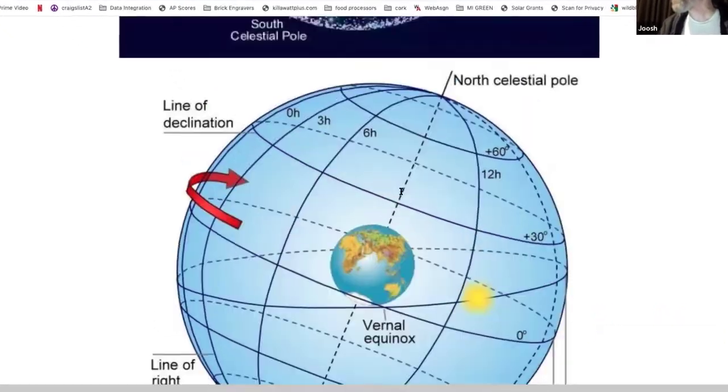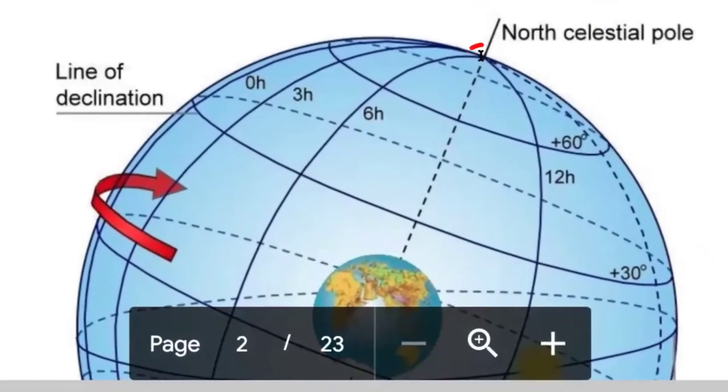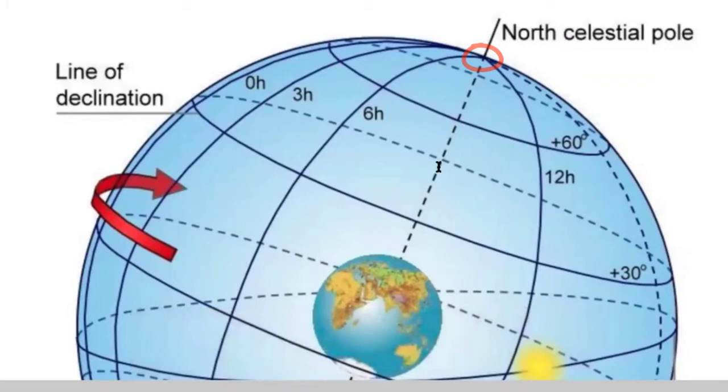You also will see that there's something called the North Celestial Pole. What that is: if you stood on the North Pole, stuck a stake in the exact top of the Earth, and followed that stake upward, it would actually point to the North Star. And that is what is at the North Celestial Pole.